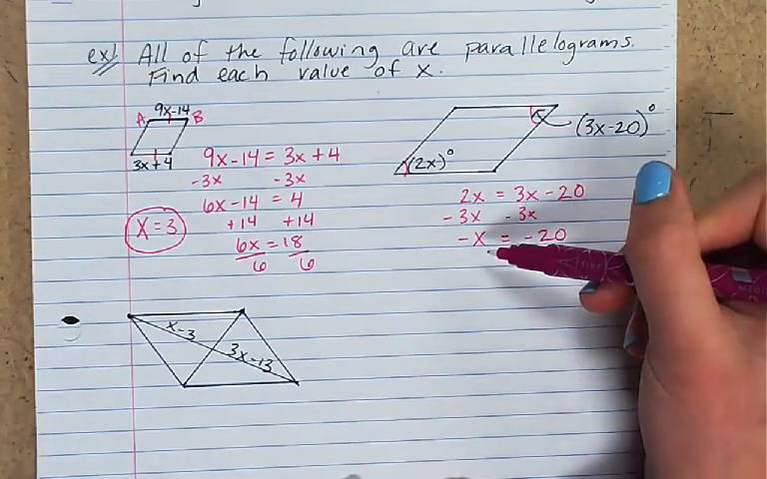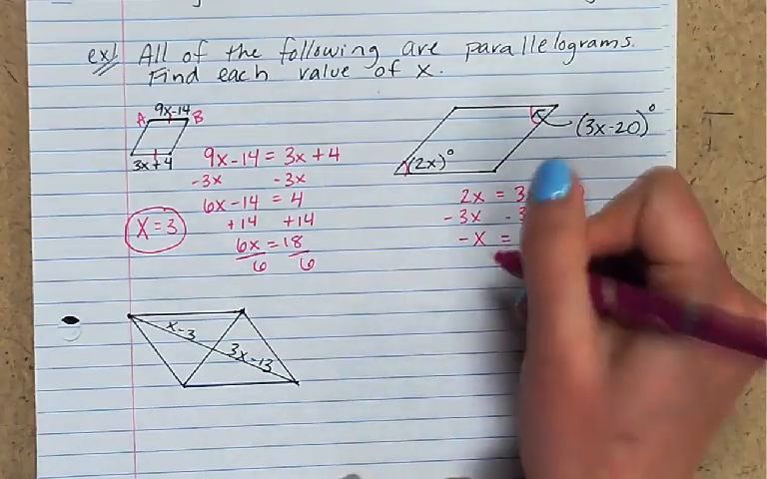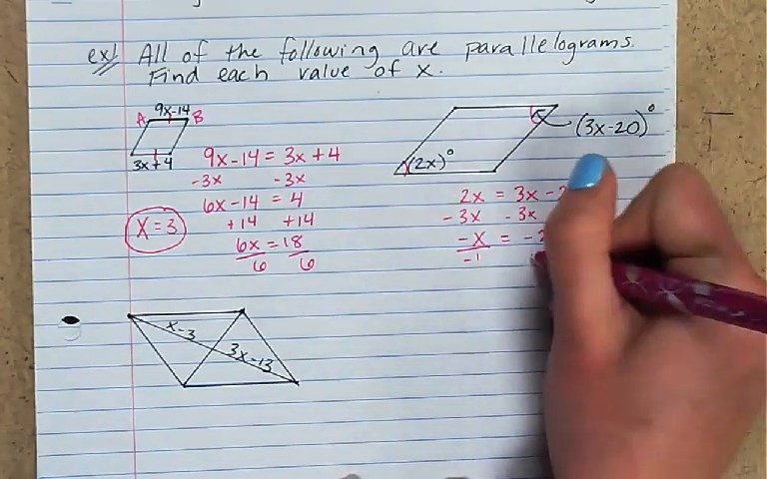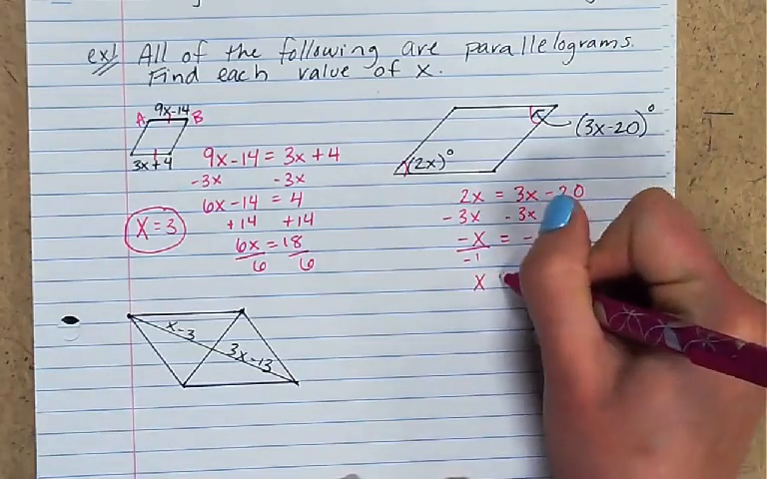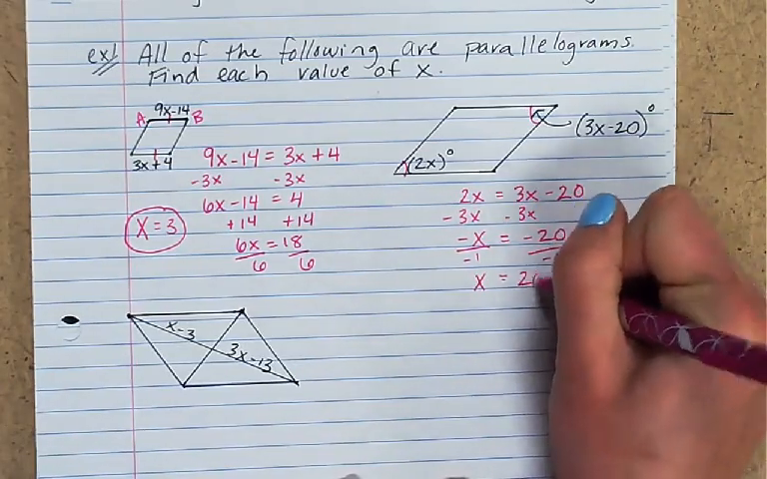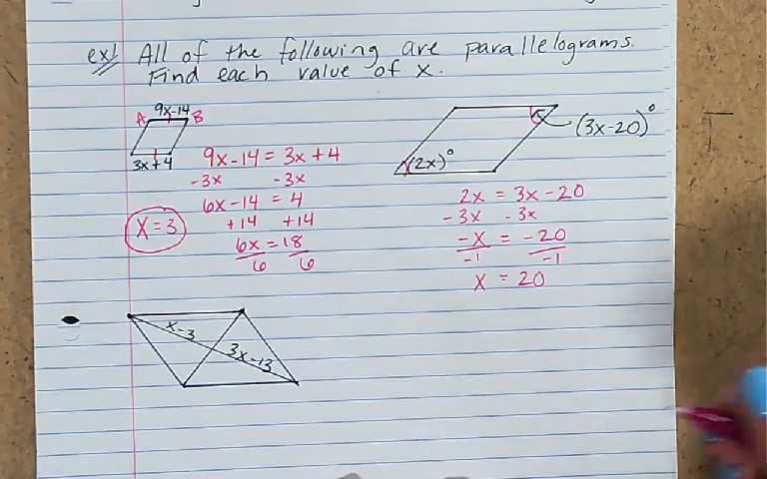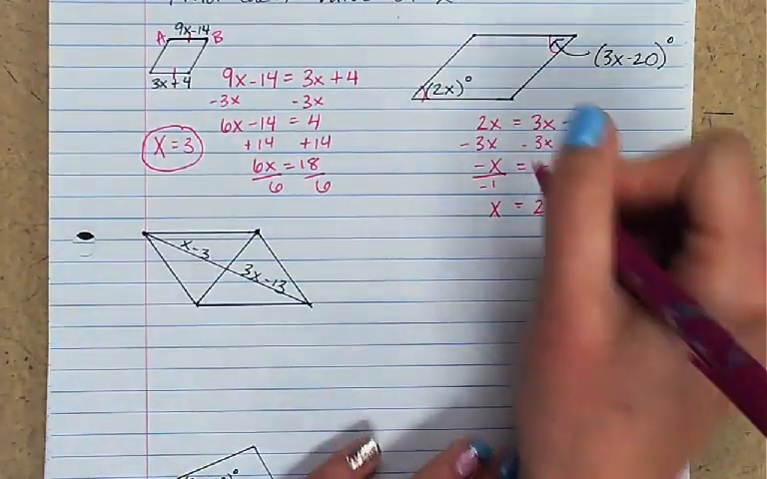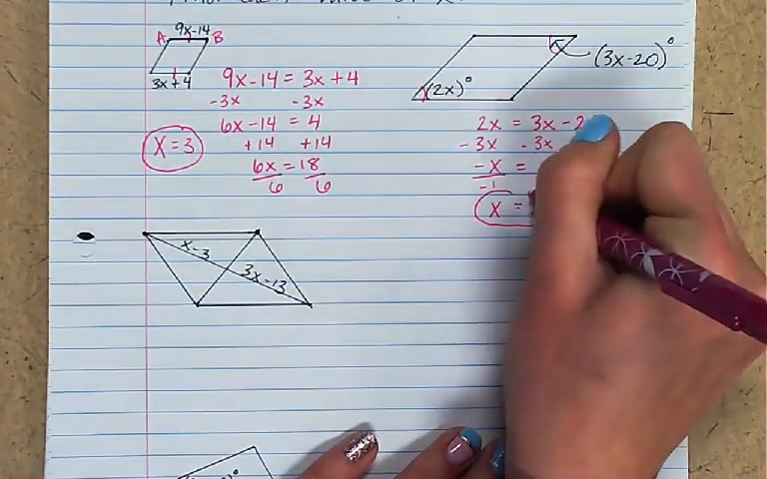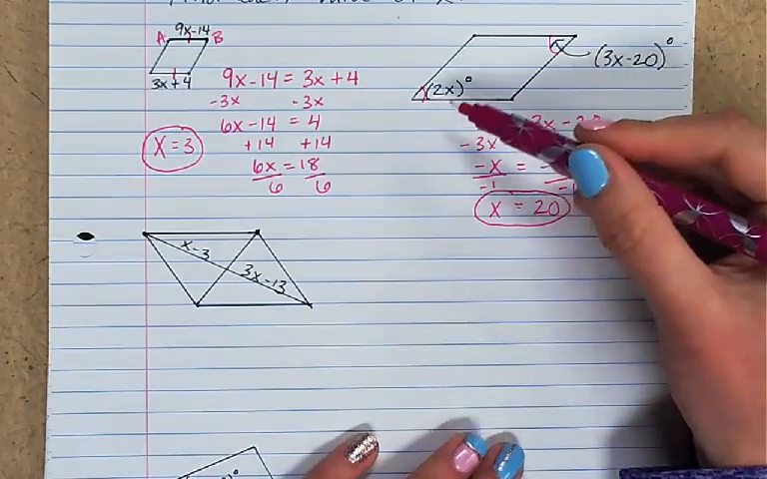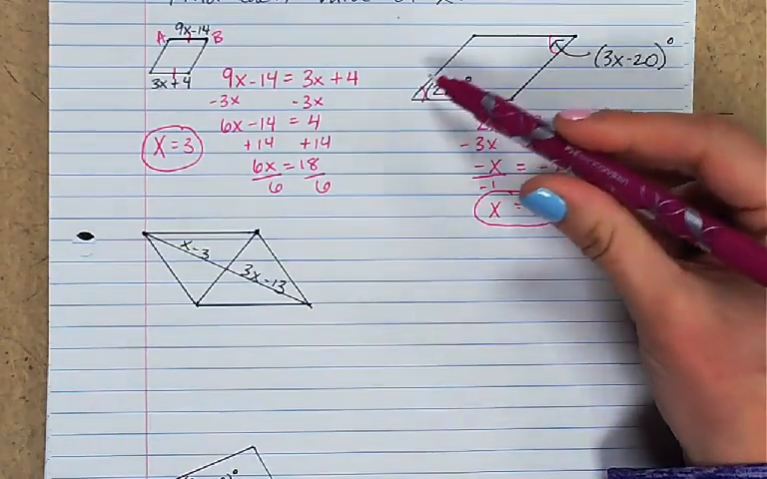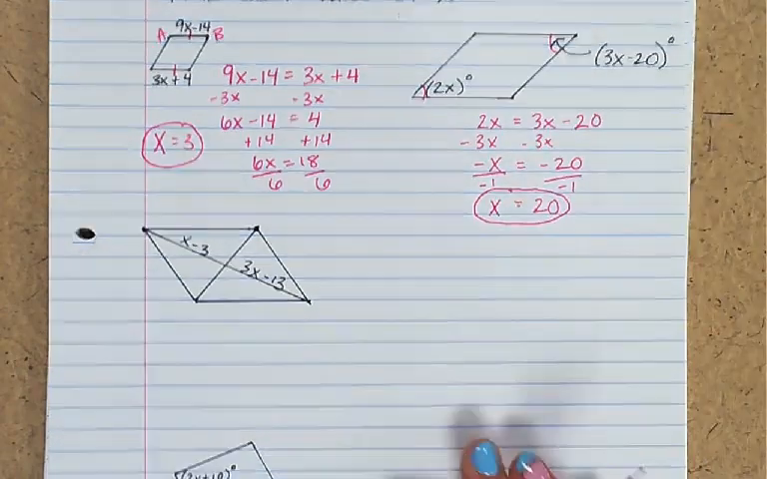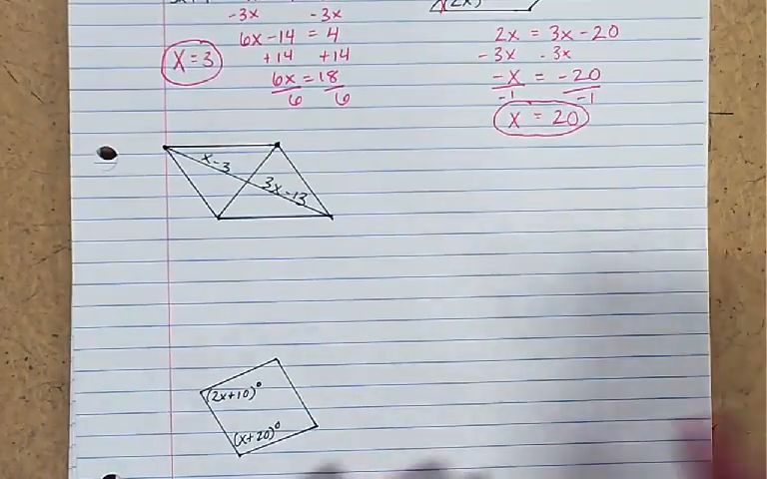There's two things we can do to get rid of the negative. You can multiply both sides by -1 or divide both sides by -1. Two negatives make a positive, and then two negatives make a positive. 20 divided by 1 is still 20. Again, always make sure if they're asking for x or the value of the angle. If they're asking for the value of the angle, you'd have to plug this back in and say that it was 40 degrees, because 2 times 20 is 40.